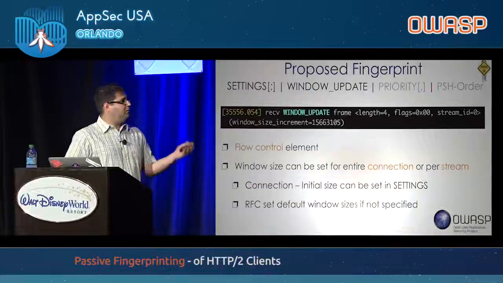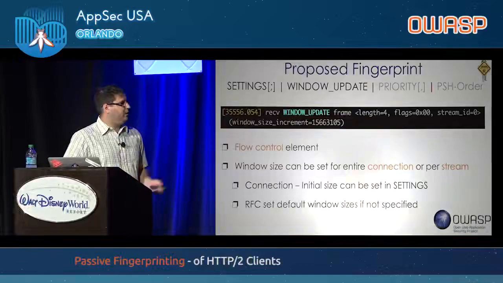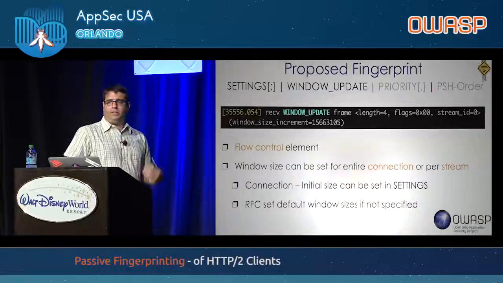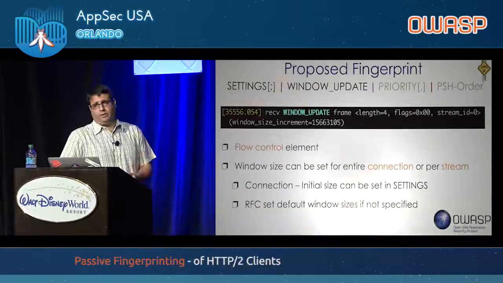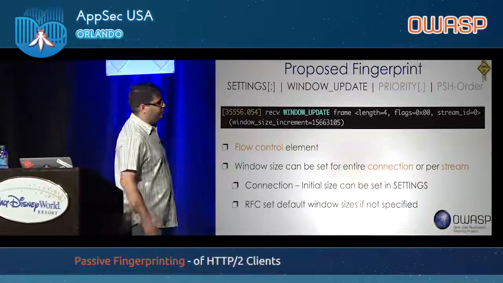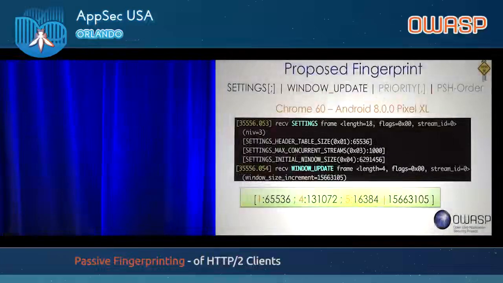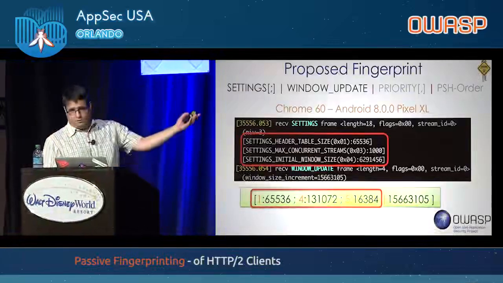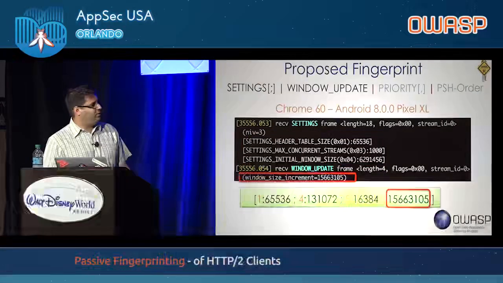And along the life of the connection, any side can send a Windows update frame and just increment the size of the windows. What is interesting is that sometimes, upon initiating a connection, a client would not only send a settings frame, as he must do by the RFC, he would send right after it a Windows update frame. So this is an example from Chrome 60 on Android. In addition to the settings frame, which we just saw, we would have the Window update frame, and we collect that value as well.